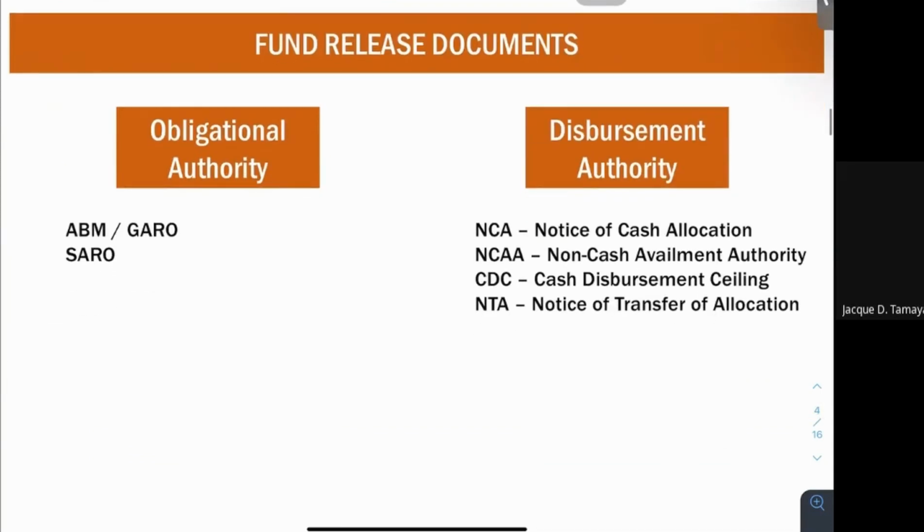Now, let's have a recall on your fund release documents. You still remember that your fund release documents for your obligational authority are your ABM, Agency Budget Matrix, or your General Appropriations, or your Special Appropriations. Now, in your disbursement authority, we have the following. We have your Notice of Cash Allocation, and we have already discussed that during our different allotments, appropriations, and obligations. Then we have your NCAA, Non-Cash Availment Authority, CDC, Cash Disbursement Ceiling, and NTA, Notice of Transfer of Allocation.